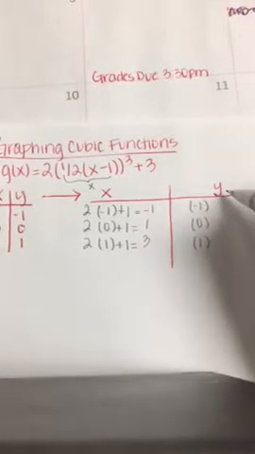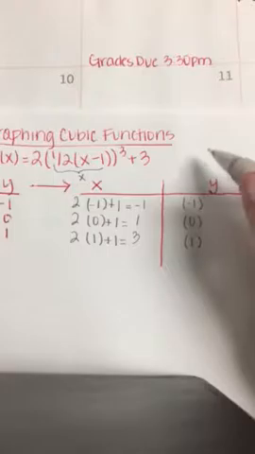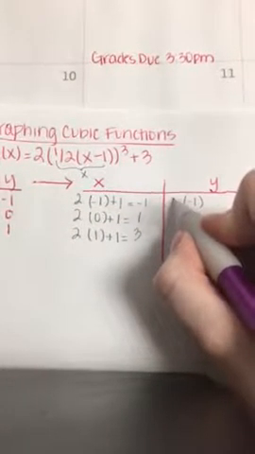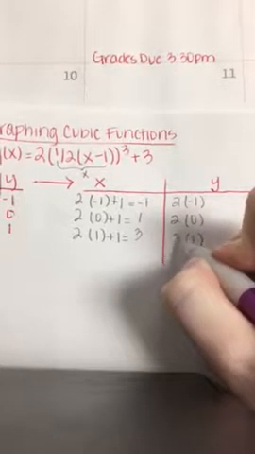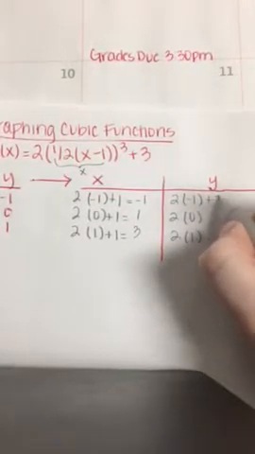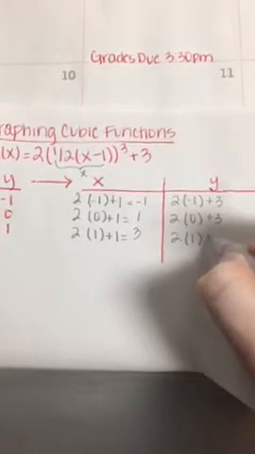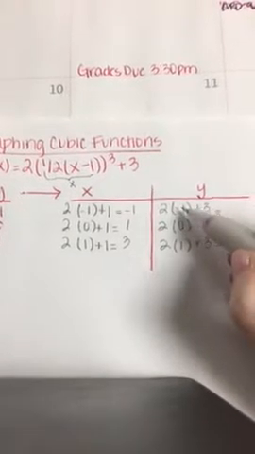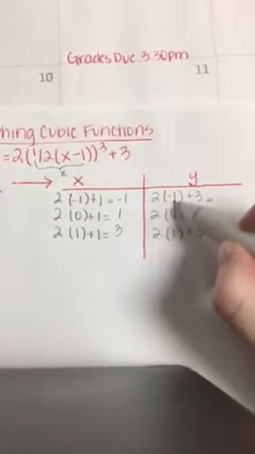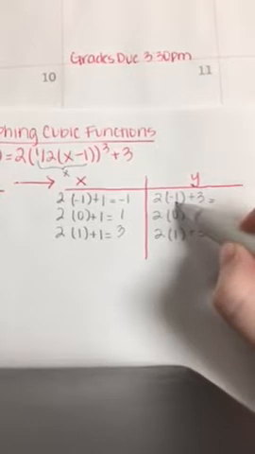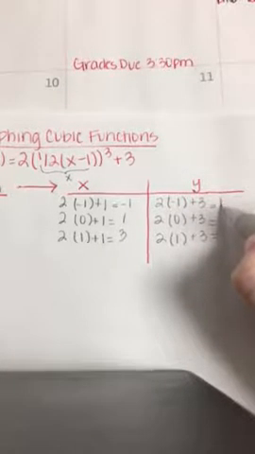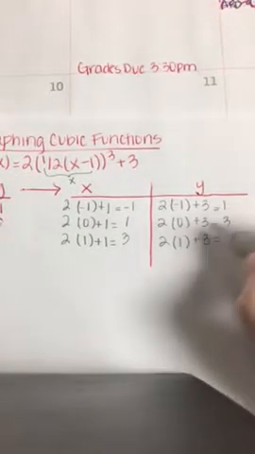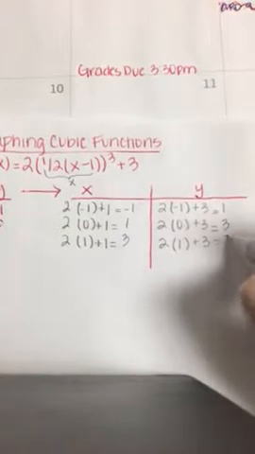Okay, well, the y is affected by a and k. Okay, my a value is 2, my k value is 3. So all my y values get multiplied by 2 and get added by 3. Okay, this gives me my new y values. So my new y values, 2 times -1 is -2, plus 3 is 1. 2 times 0, that's 0, plus 3 is 3. 2 times 1 is 2, plus 3 is 5.